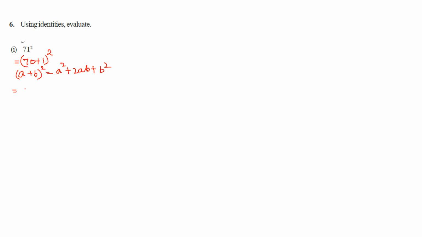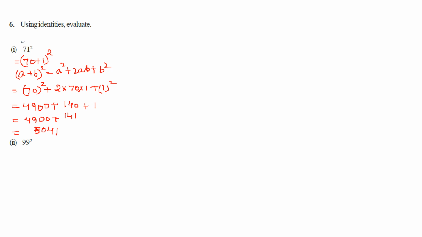So let's use the identity. A plus B whole square means 70 square plus 2 into 70 into 1 plus 1 whole square. 70 square will give me 4900, plus 2 into 70 is 140, plus 1. And 140 plus 1 will give me 141. And if I add it, I will get 5041. Okay, 5041. So this is the first one.